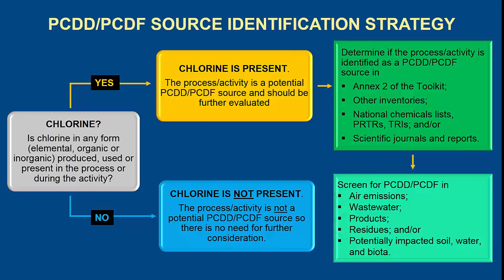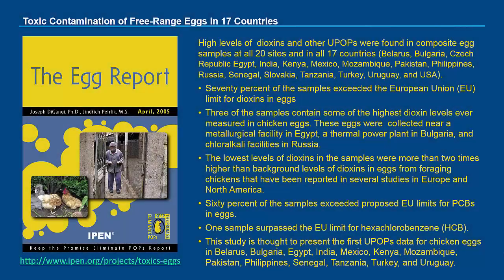As an example of how sources and hotspots can be identified by screening biota, we invite you to look through the IPEN egg report. For this study, eggs were collected at 20 sites in 17 countries and assayed for dioxins and other UPOPs. The sites were near both known and suspected sources of dioxins. As you see in this summary, 70% of the samples exceeded the European Union's limit for dioxins.